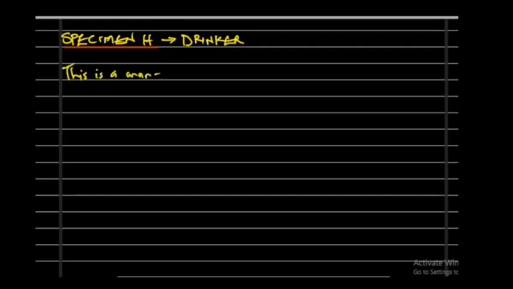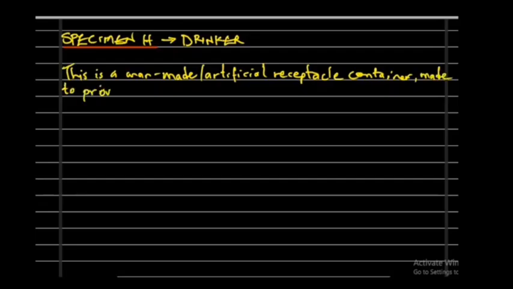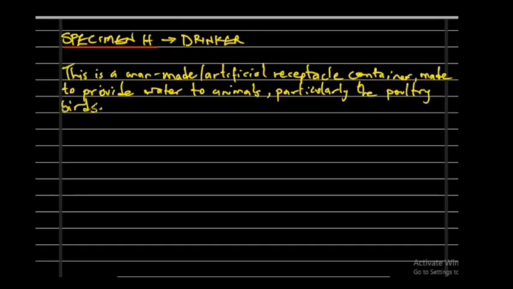This is a man-made or artificial receptacle, a container that is made to provide water to animals, particularly in this case poultry birds. We often find this instrument used in poultry. They could be made of steel, plastic.